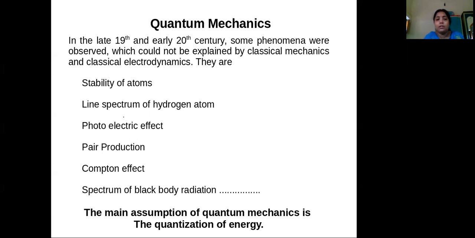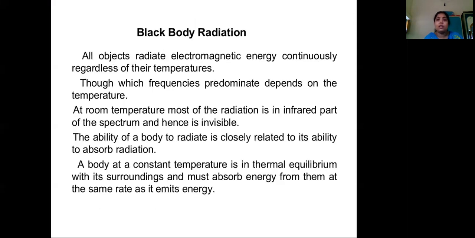Now, while we discuss the spectrum of black body radiation, which is in our syllabus, we will study it in detail. Before we discuss this, first we need to know what a black body is and what we mean by black body radiation. Actually, every material or every particle which we see in daily life emits some amount of radiation. That is why we are able to see it, frankly speaking.